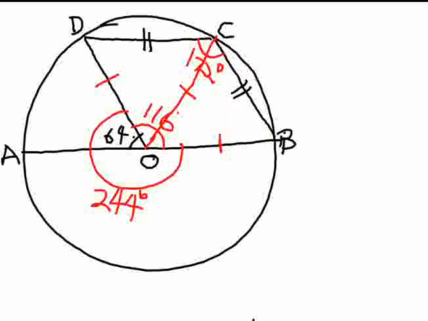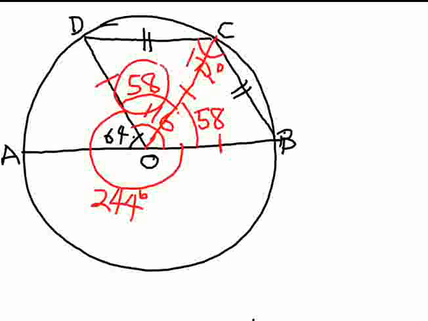Now, can you remember that equal chords subtend equal angles at the center? These two chords have equal length. There's a theorem that states that the angle they subtend at the center is equal. So if the whole angle they subtend at the center is 116, dividing that into two, we're going to have 58 degrees here, 58 degrees here. The reason is because equal chords subtend equal angles at the center.